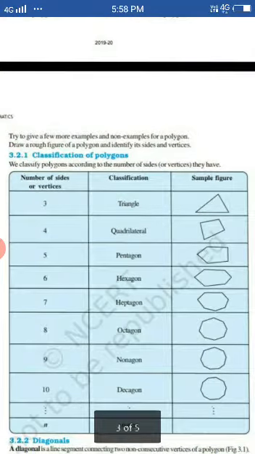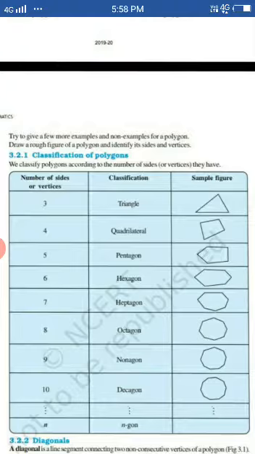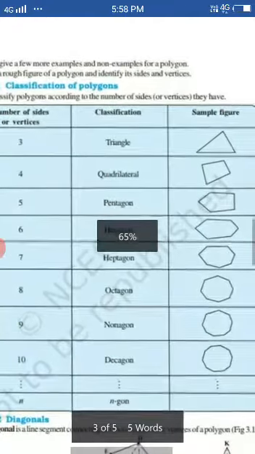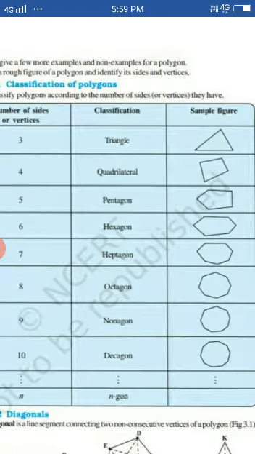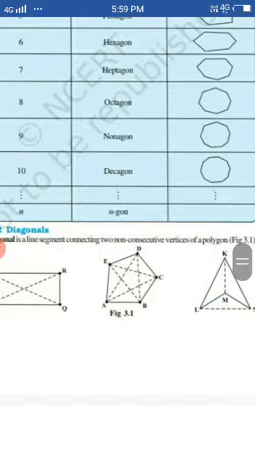Now there are some polygons. You can see triangle, quadrilateral, pentagon, hexagon, heptagon, octagon, nonagon. All these are polygons. Now if a polygon has 3 sides, then it is a triangle. If it has 4 sides, then it is a quadrilateral. With 5 sides, it is a pentagon. With 6 sides, it is a hexagon. With 7 sides, it is a heptagon. With 8 sides, it is an octagon. With 9 sides, it is a nonagon. And with 10 sides, a decagon, and so on up to nth sides.